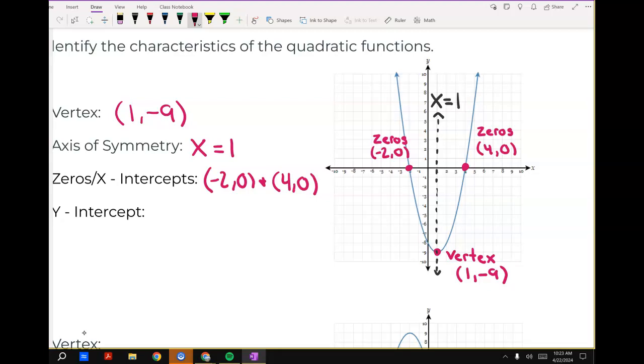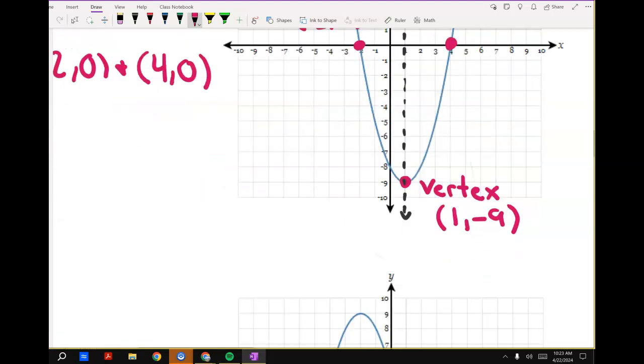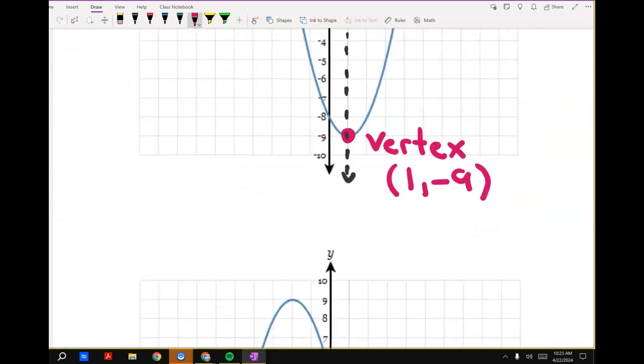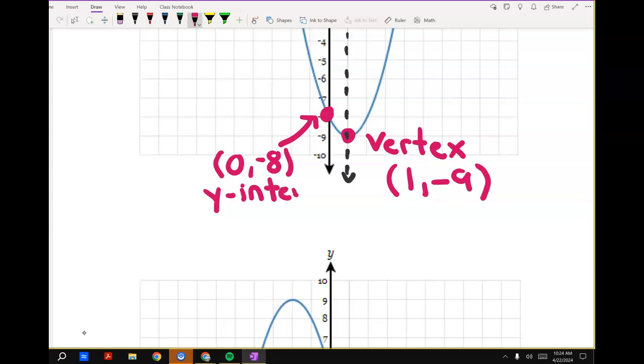Last one, y-intercept, is probably the one we're most familiar with. We did this a lot when we were just graphing linear lines. Your y-intercept is where it crosses your y-axis. So your y-axis is your line that goes up and down. So this would be the point (0, -8). That's your y-intercept. And y-intercepts always start with 0 because we're on the axis.